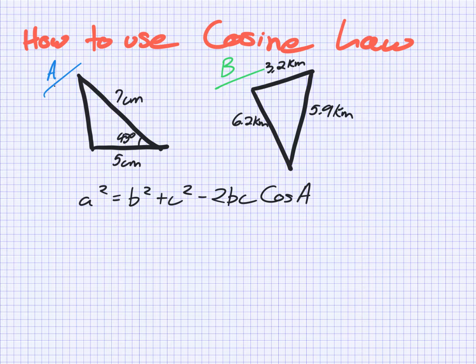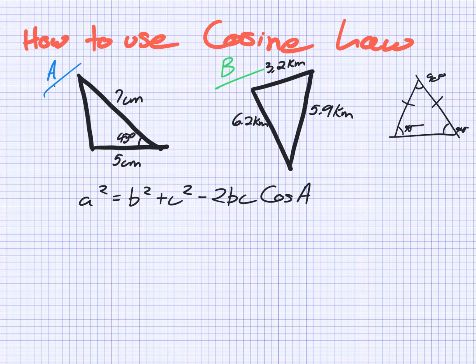The other possibility is they give you all the side lengths. Again, I don't have any internal angles, so I can't use sine law again. One other scenario where you can't use sine law, I'm going to quickly draw one here. Let's say 45 degrees. There you go: 45, 45, and 90. They give you all the internal angles and none of the sides.